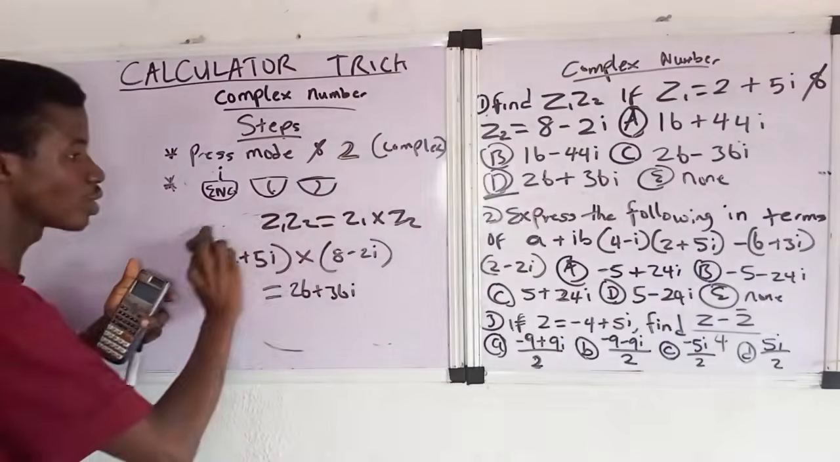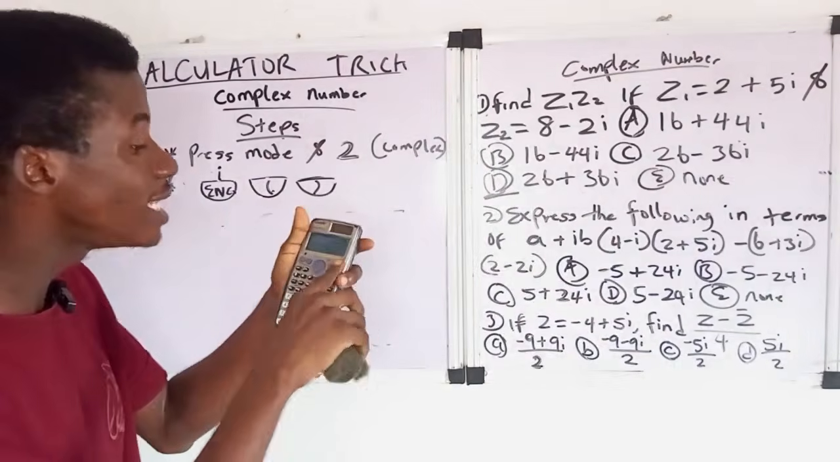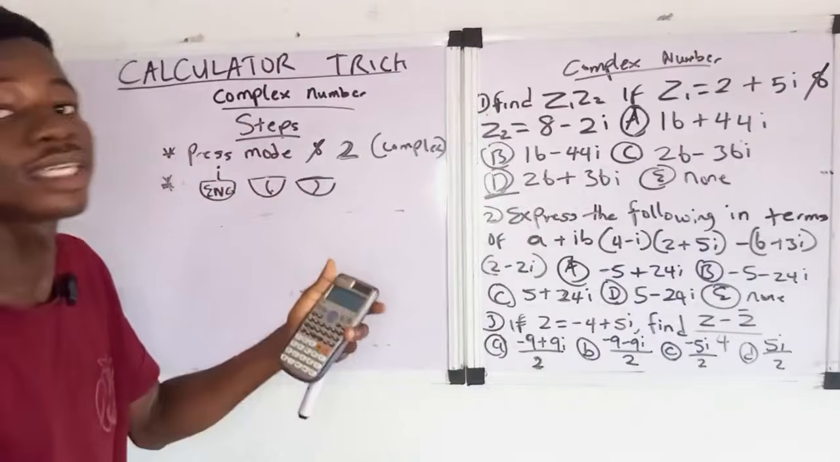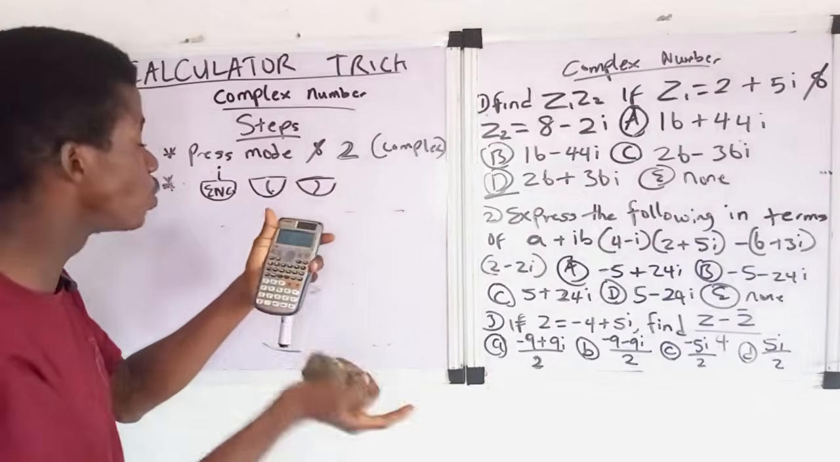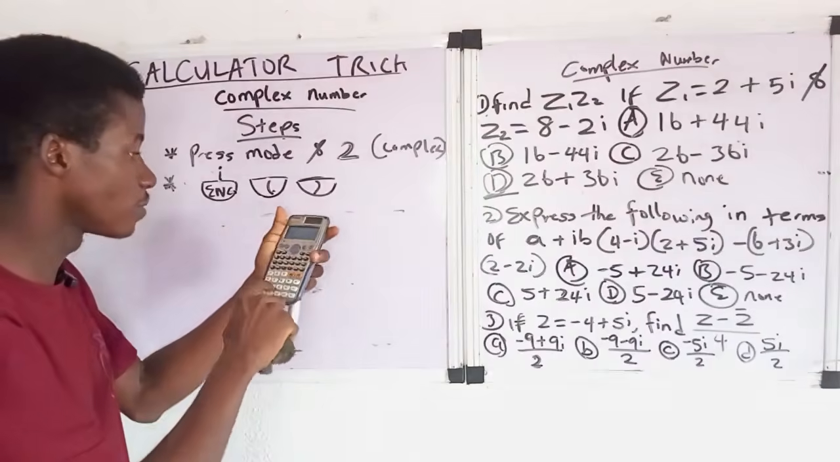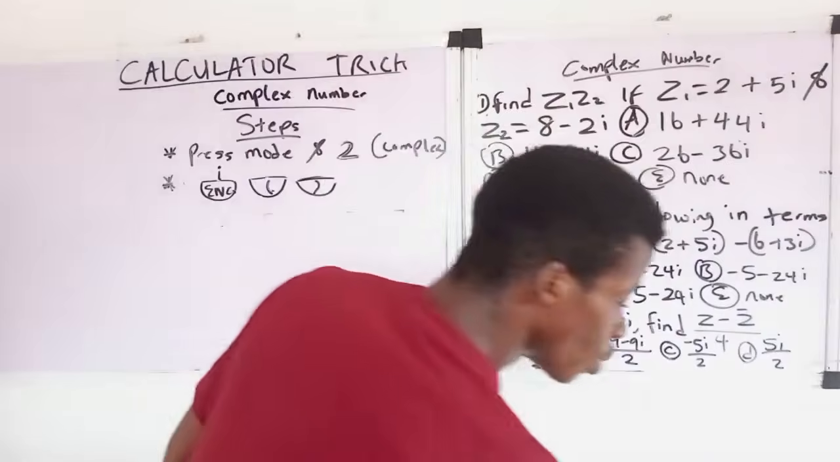Okay, now let's go to the next question. Remember, my calculator is already in complex form. If I want to make it complex form, it is very easy: I press mode, then I press 2, and I make it complex form. So what next? Now let's go to the next question.